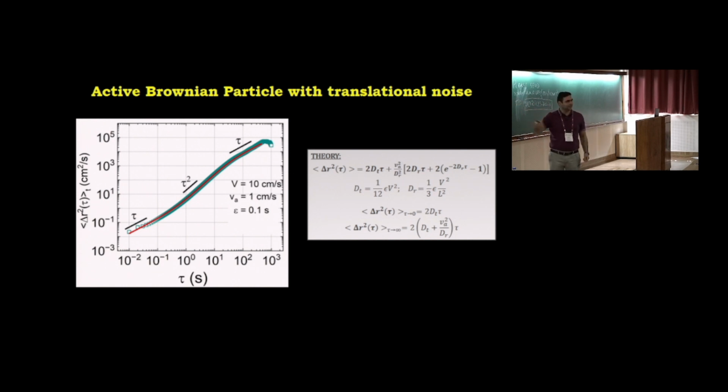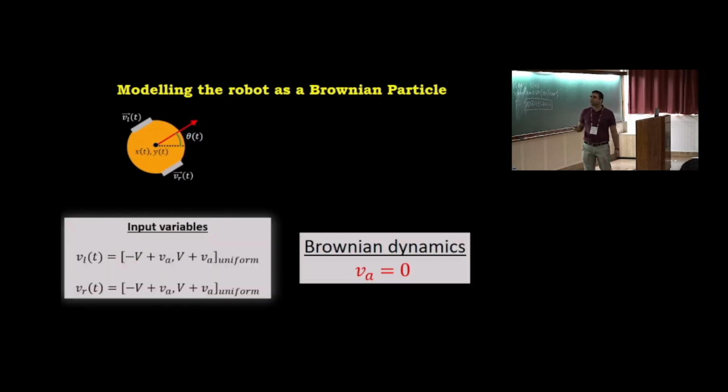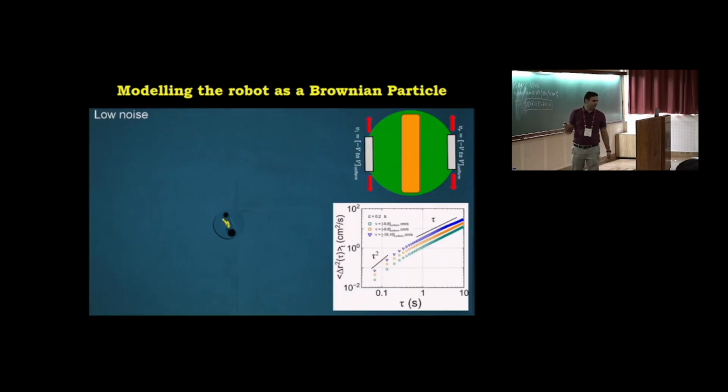It goes ballistic due to the activity, and at very large times again it's just a random diffusive motion. And this is the fit, the theory that we fit with the model. And again, if you ask me whether we can make it a Brownian particle, the answer is very simple. You just set VA equals 0 so that its average speed is 0. And this is how a typical Brownian motion looks.